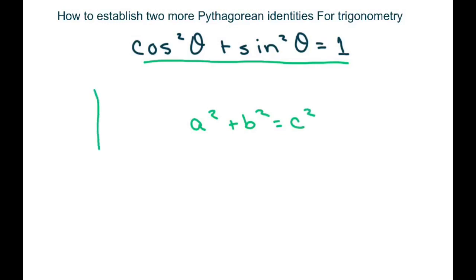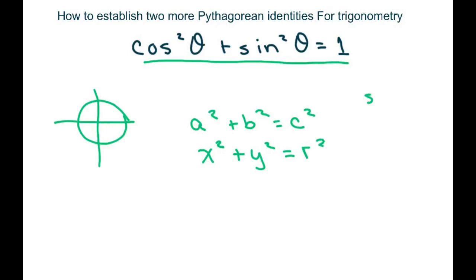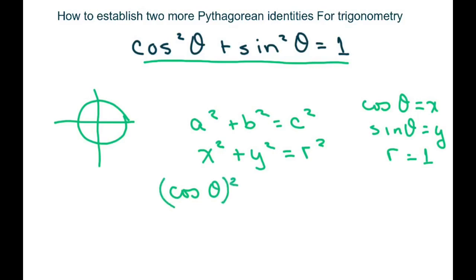And also remember your unit circle. You have your unit circle, and the circle formula is x squared plus y squared equals r squared. Well, we know that cosine of theta equals x and sine of theta equals y. And on our unit circle, r equals 1. So basically, it's cosine of theta squared plus sine of theta squared equals 1.